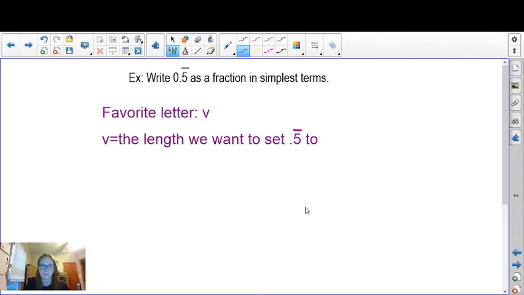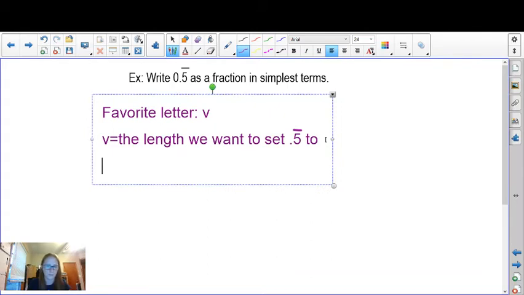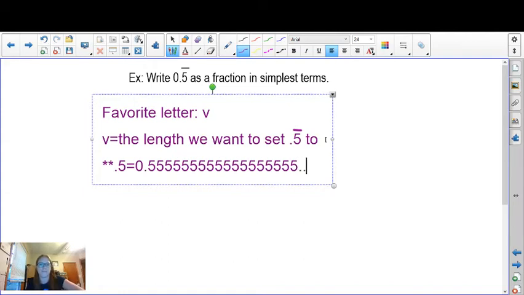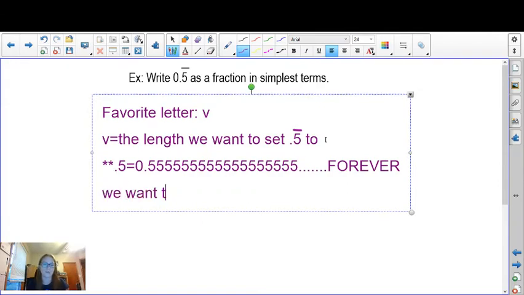Now, remember, so it's like a big star thing. 0.5 repeating with a line over it is equal to 0.55555555555 forever. The reason we're going to determine its length is because we want to shorten it, so that way we can play with it and manipulate it.